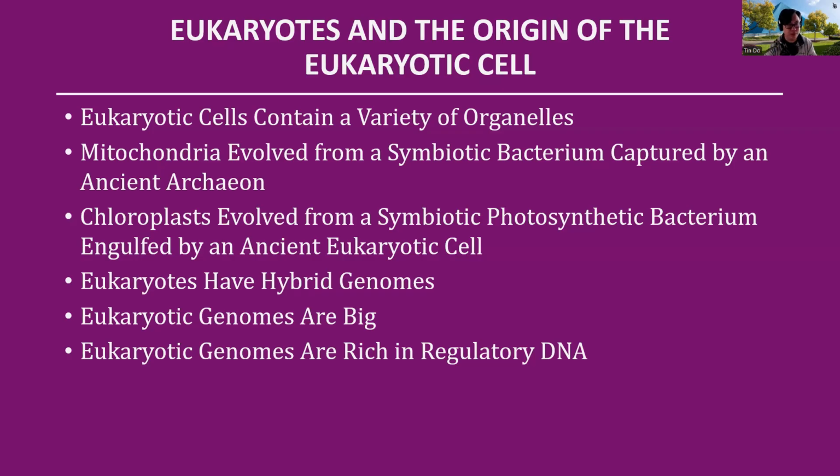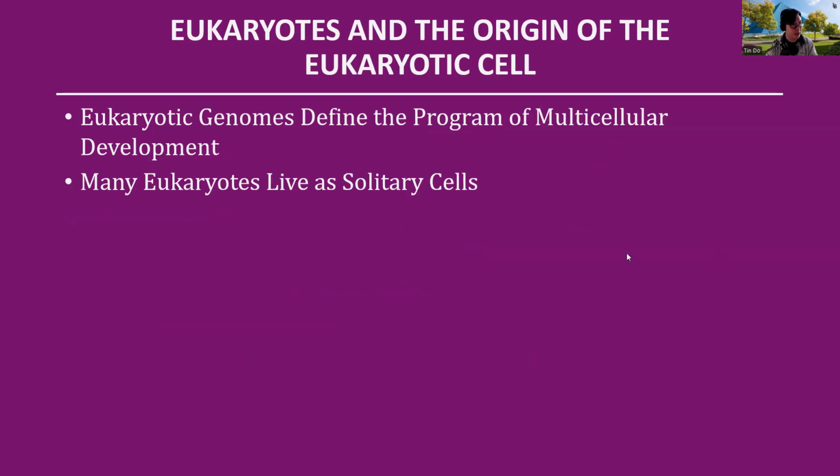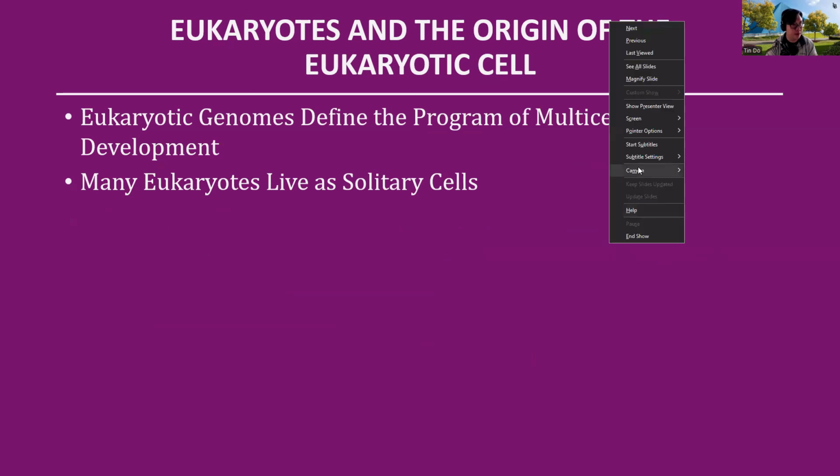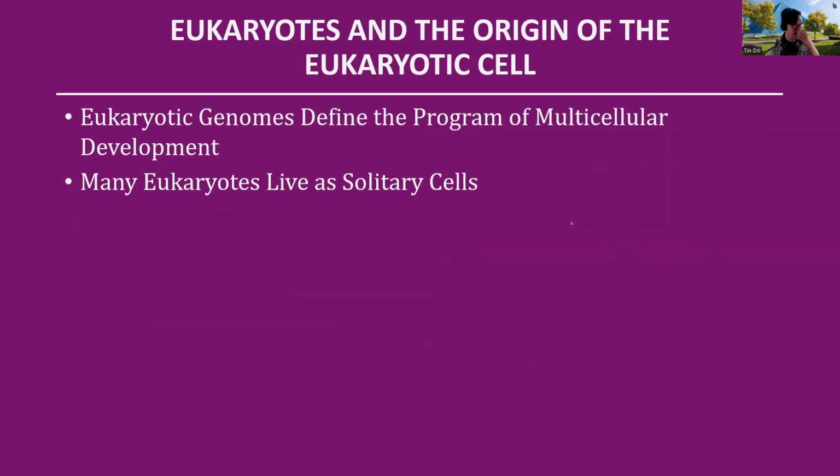And so here we go. We're going to go through the examples within the PowerPoint here, and let me get my pen out just in case we need to write some things. Eukaryotic genomes define programs of multicellular development. Depending on what type of eukaryotic cell you're looking at, most are multicellular organisms, and so we do need programming for that.